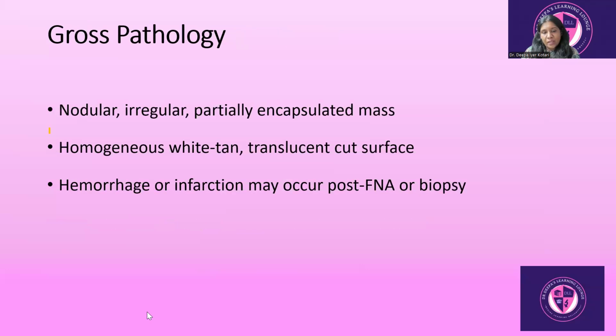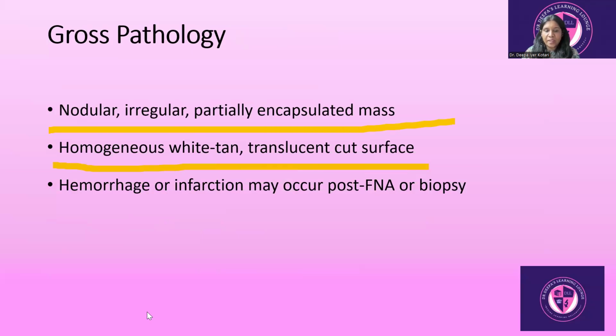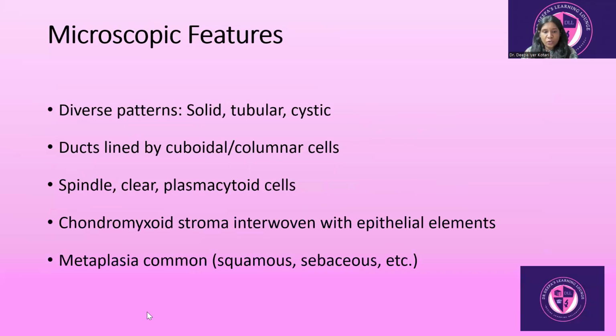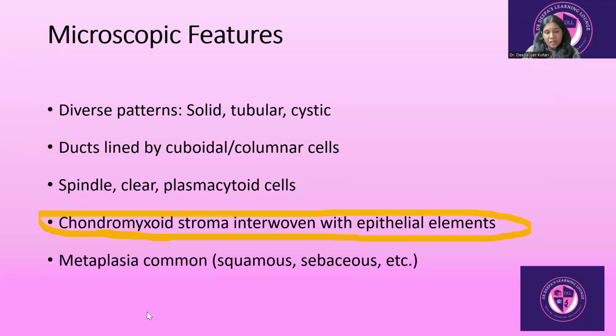Grossly, these tumors look like a nodular, irregular, encapsulated mass with a homogeneous white tan translucent cut surface. And there may be some areas of hemorrhage, especially if it is a larger tumor, then it can have a hemorrhagic area also. Microscopically, like I already alluded to, pleomorphic adenoma displays a mixture of epithelial and mesenchymal-like elements with no distinct boundary. Chondromyxoid stroma is something that is interwoven with the epithelial elements, which we also saw in the video. And metaplastic elements like sebaceous and squamous areas can be seen very frequently.